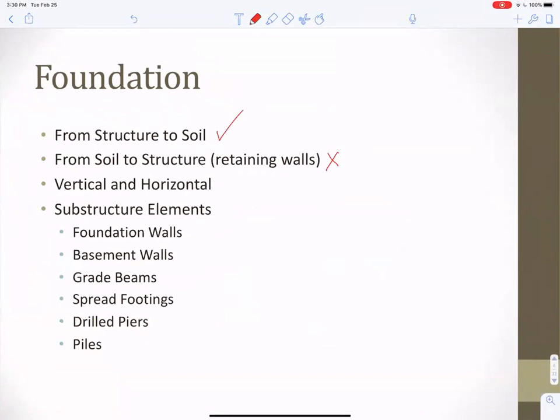And typically, you need to design the footings for both vertical and lateral loads. But since we are not doing the lateral loads, we are just going to do this. And you would have foundation walls, basement walls, grade beams. We are only going to do the spread footings in our project. We're not doing any of the other foundation elements.